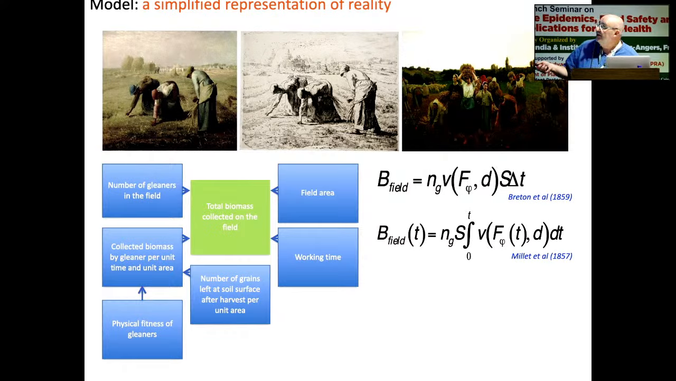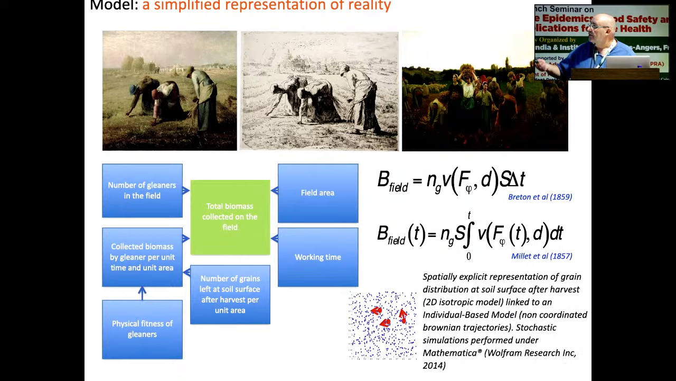So it's easy, I just integrate as a function of time the same equation, because the number of gleaners and the field surface does not change over time. I can move it from the integration. So you see, one conceptual model, I already made 2 different models, one static, one dynamic.